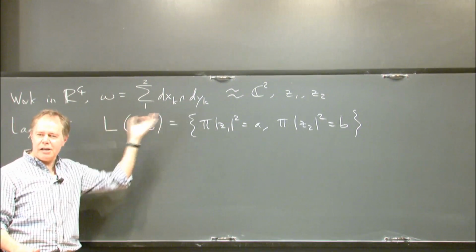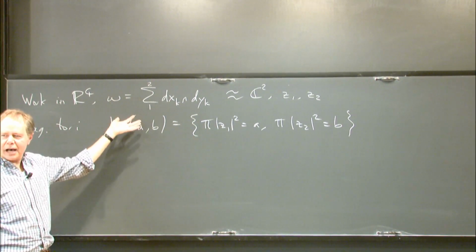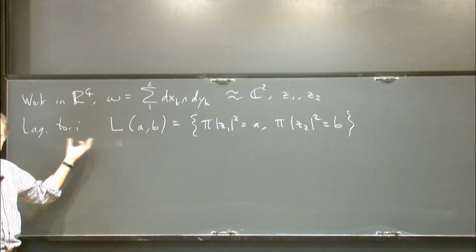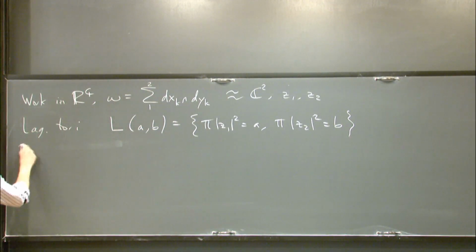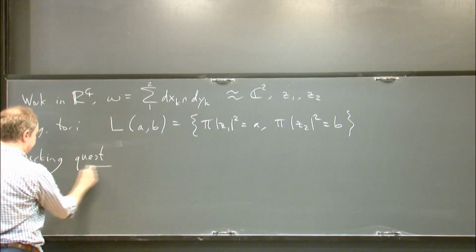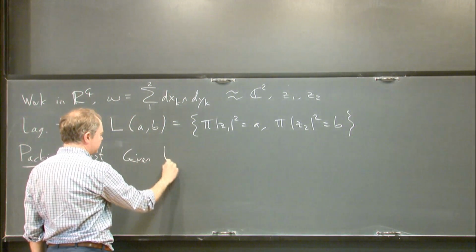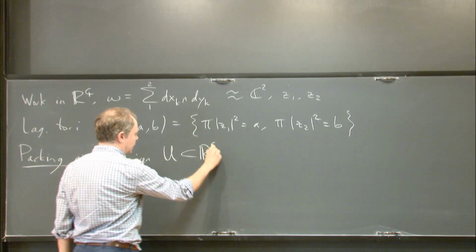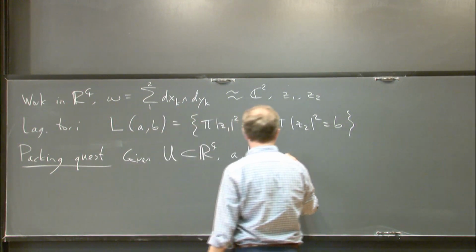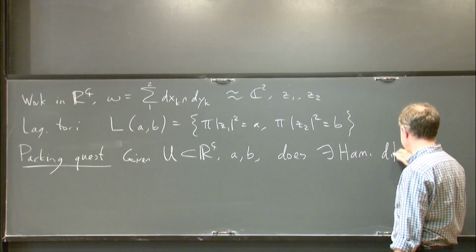So what do Lagrangian submanifolds look like? What can you do with them under Hamiltonian diffeomorphisms? Two natural questions are packing and squeezing. Let me remind you what those are. So the packing question. You need a target. If we're given an open set in R4, and we fix A and B as well, then does there exist a Hamiltonian diffeomorphism?